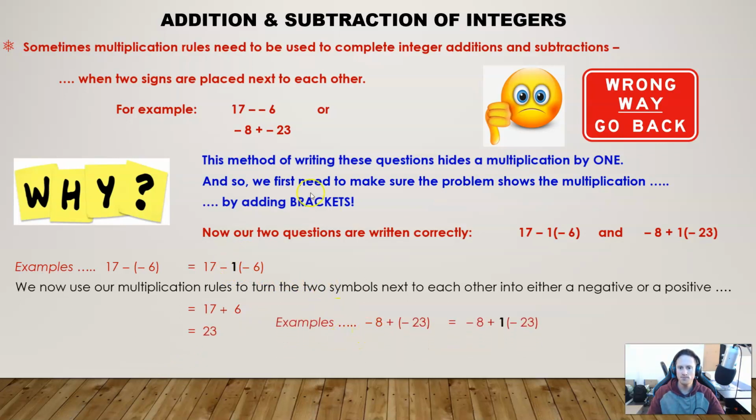Another example, negative 8 plus, in brackets, negative 23, is actually negative 8 plus 1 multiplied by negative 23 in brackets. So what would we do here? We would be multiplying the 1 by the negative 23. The signs are different, positive and negative, so the answer is going to be negative. So we get negative 8 take 23. This number didn't change, so you leave it there, but this one becomes negative 23. And then you can do that subtraction to get negative 31.